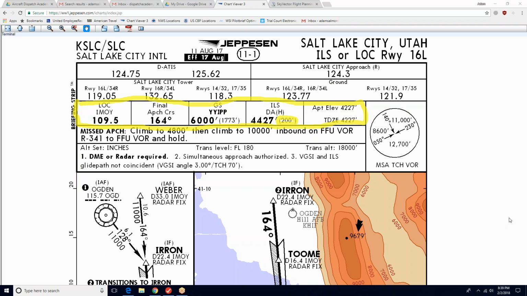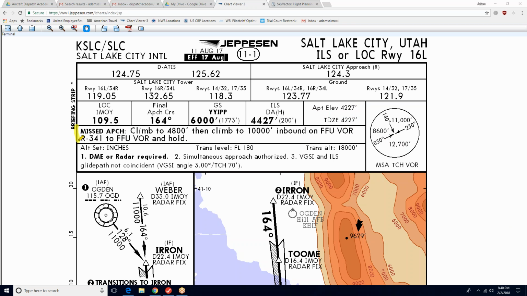So then this next one over here is simply the airport elevation. You can see here, airport elevation is 4,227 feet above sea level. Going back over to that decision altitude, 4,427. So that's where you're getting your 200 feet. It's just 200 feet above the elevation of the airport. And then the touchdown zone elevation, of course, 4,227 as well.